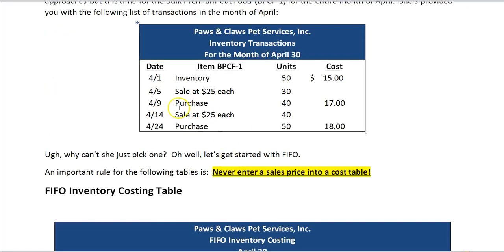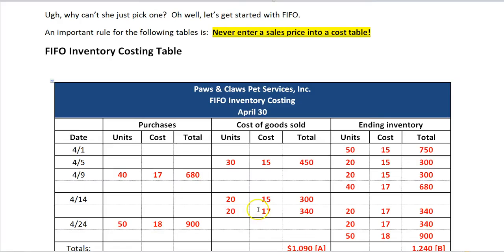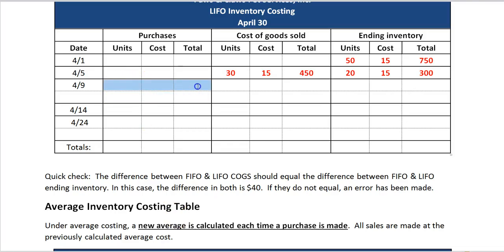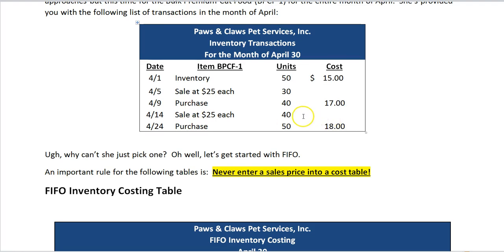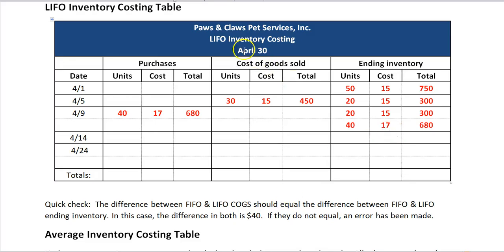Next date. We purchased 40 at 17. Now we have our prior balance, 20 at 15, plus we had the 40 at 17. And we'll move on to the 14th. We sell 40 units. This time under LIFO. When we sell 40 units, we can get them all. We're going to start at the bottom and we can get them all from that bottom population. So we're going to sell 40 at 17. We've sold all of those, so we're left with just the 20 at 15.